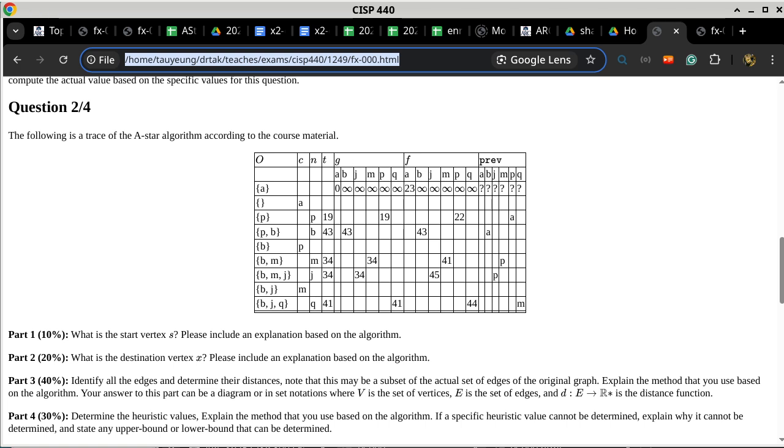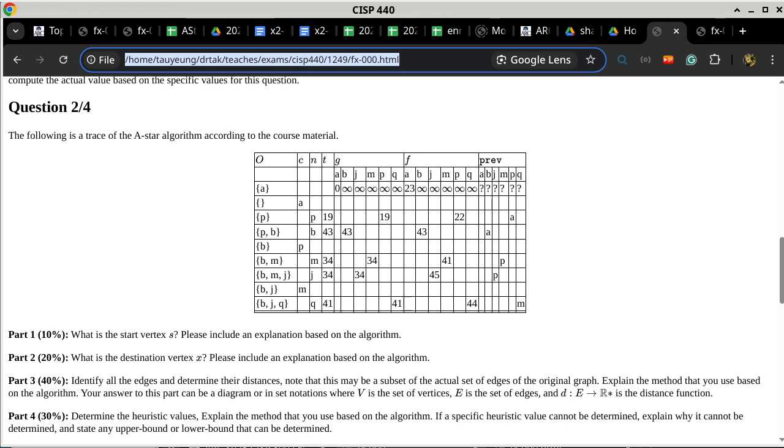Part 2, what is the destination? The thing about the destination is as soon as we find a path to the destination, then the g value and the f value of the destination would be the same, because the heuristic from the destination to itself is going to be 0. That's a huge clue, because when we look at vertex B, J, Q, one of them is likely to be the destination, and we can see that B has the same g value as its f value, so it is certainly eligible to be the destination.